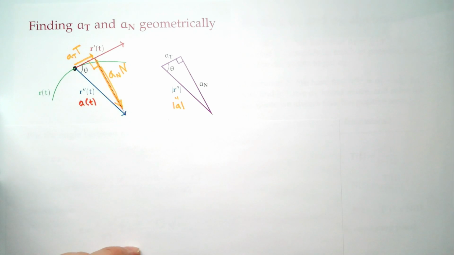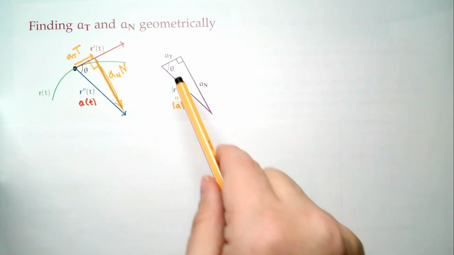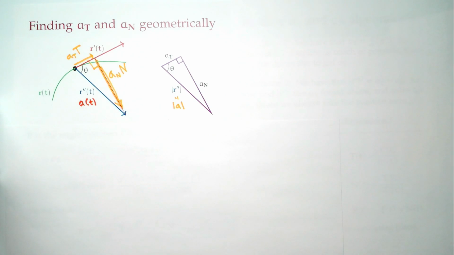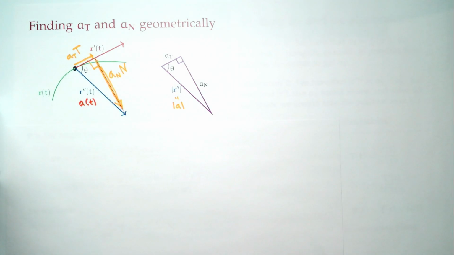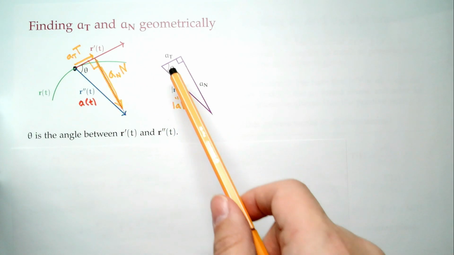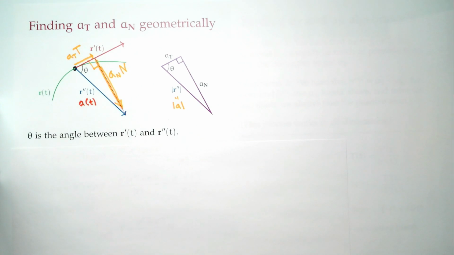Well, let's think about what we have. We have this angle theta. It's been marked. It's the angle between my velocity and my acceleration. So let's start with finding the a sub t. So think of the triangle. What do we have? Well, we have the angle theta. We know the hypotenuse. We want the adjacent side. What connects those? Cosine. Cosine connects adjacent and hypotenuse.